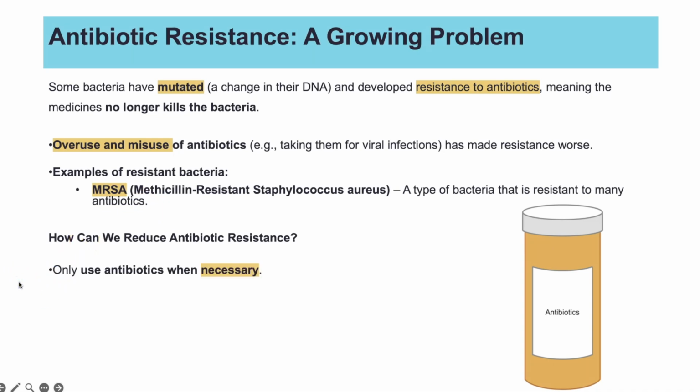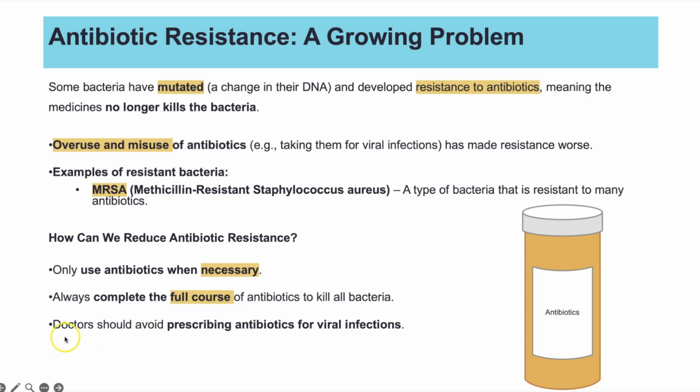So how can we try and reduce this? First of all, only use antibiotics when necessary. And by that we mean it has to be a bacterial infection, and you should only use it if your own immune system isn't able to destroy the pathogen itself. You should also always complete the full course of antibiotics. So if you're given antibiotics to take twice a day for 7 days, but you felt better by day 4 or 5, you should still take all of those antibiotics to kill all of the bacteria. And also, doctors now avoid prescribing antibiotics if it's a viral infection.